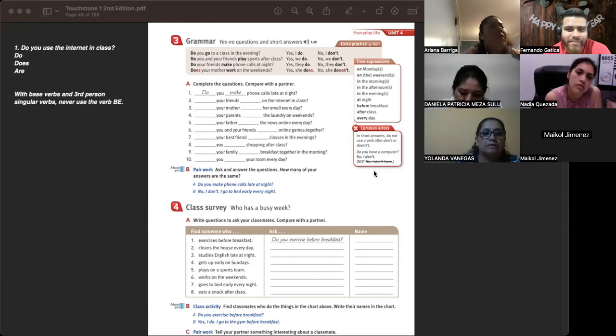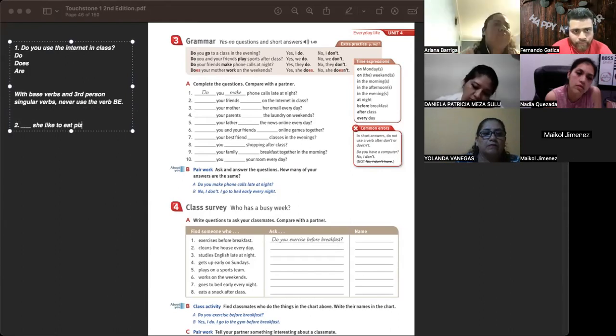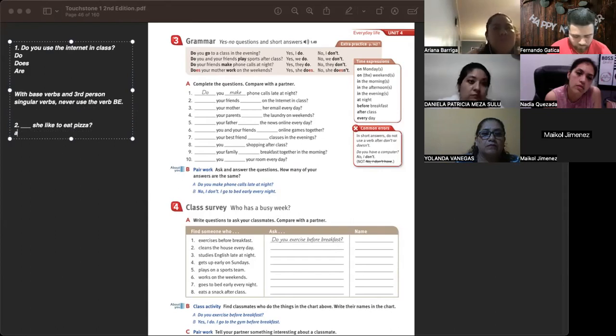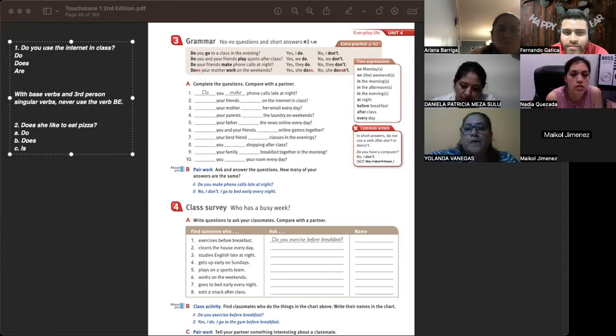Another one. On the test, you're going to have something like this. What is the correct answer? Does. No puede ser is porque ese es el verbo be y no puedes combinar el verbo be con un verbo en su forma base. Y ahí está like en su forma base.